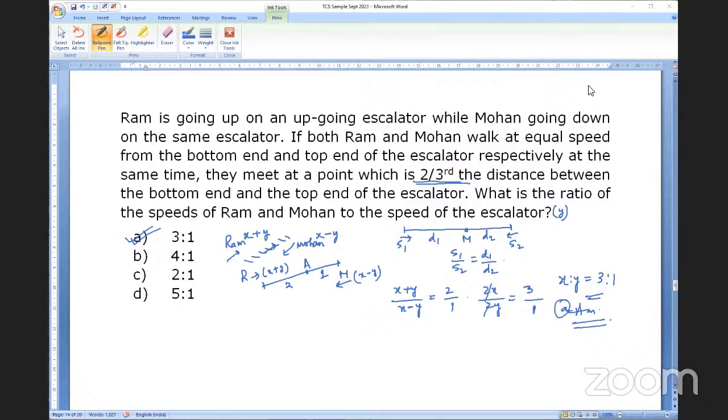Yes, any question, any doubt? We have seen Akshata sending us the answer 2 is to 1, but it is not 2 is to 1. It has to be 3 is to 1. Answer has to be 3 is to 1. Don't just mock or give a half-hearted answer. Solve it properly. Answer is A, 3 is to 1.